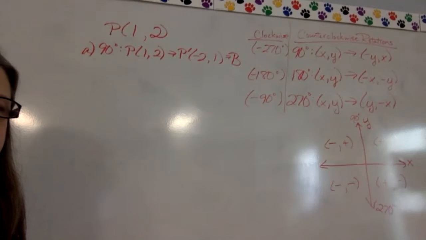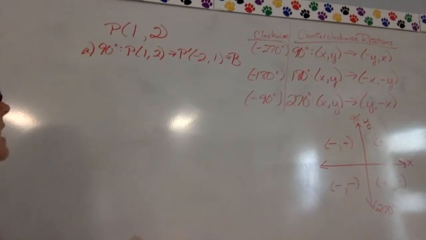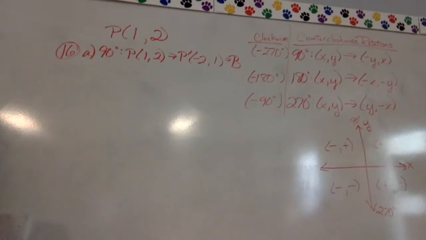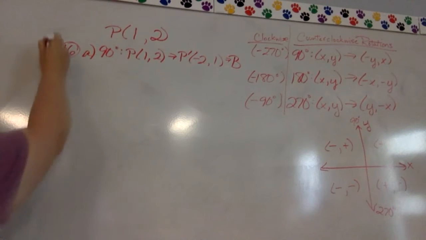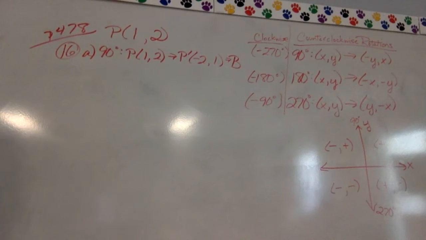What question are you on? Number 16. Okay, on page 478. All right, we just did A. We're trying to find out where point P would be at after these different rotations around the origin.